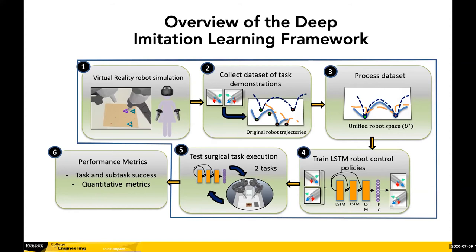So we look into this, we collect a lot of data from virtual demonstrations. We process this data set using a unified robot space. I'm going to talk a little bit about this. We look at performance metrics and then, for classification, we look into a neural network as well.